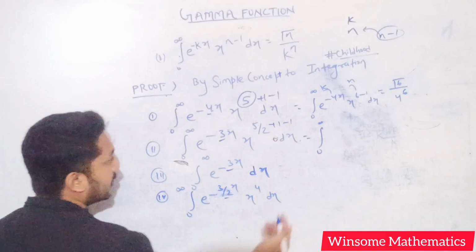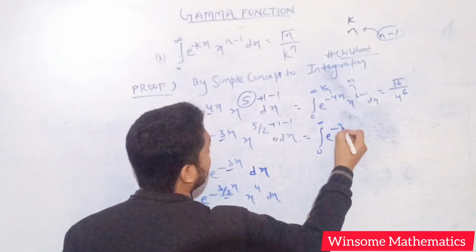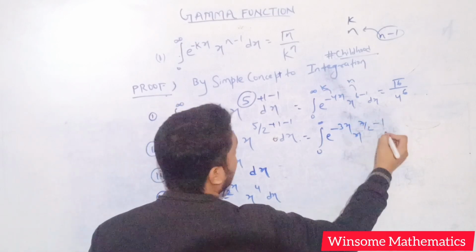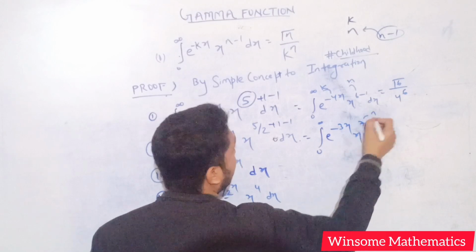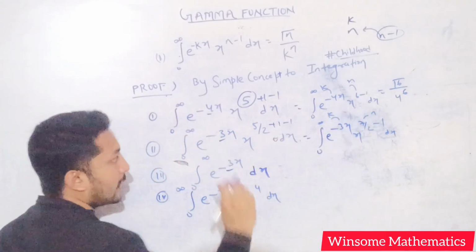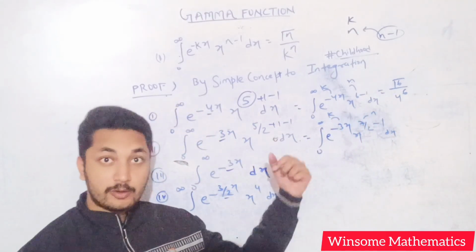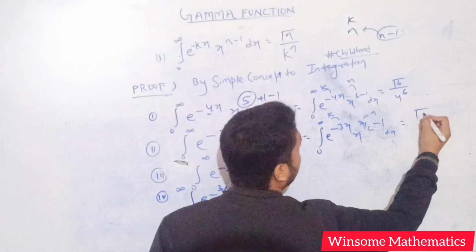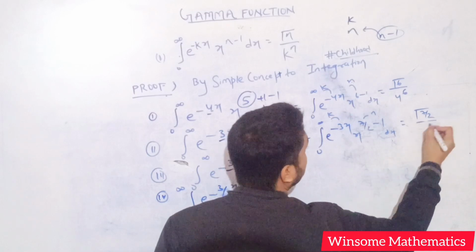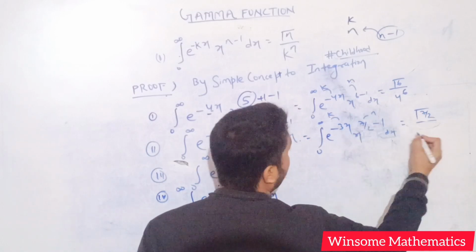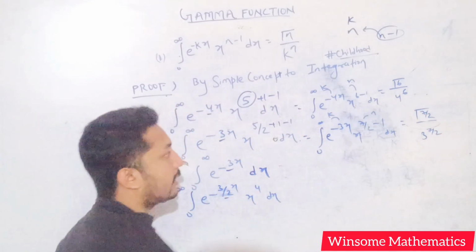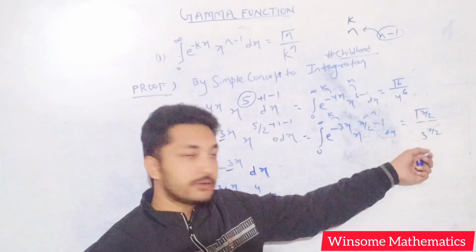So 5 by 2 plus 1, that is 7 by 2, so e to the power minus 3x, x to the power 7 by 2 minus 1 dx. So this is n and this is k again. So simply what will be the answer? Gamma n upon gamma 7 by 2 upon, what is k? 3 to the power 7 by 2. Simple. Okay, gamma 7 by 2 upon 3 to the power 7 by 2.